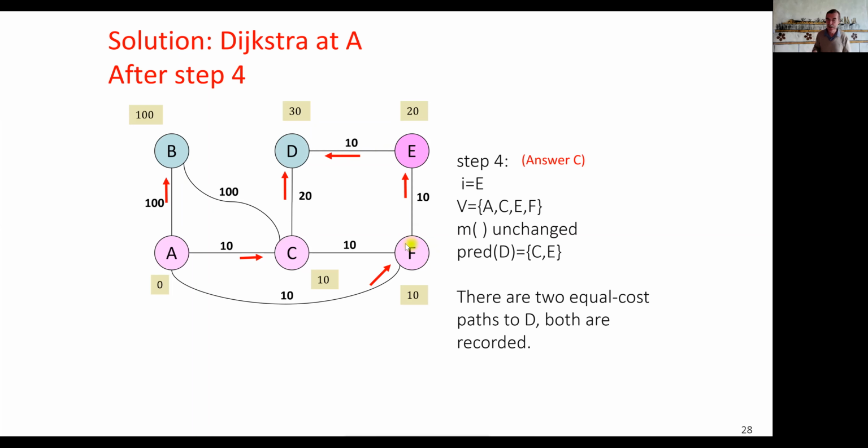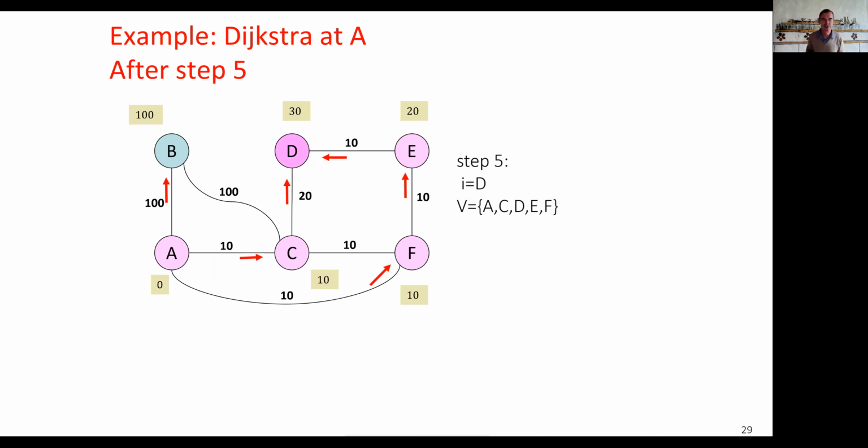And now there is an interesting case. Node E is at a distance of 20, and node D, that was already at a distance of 30, we find also another path which has the same distance. It doesn't improve, but it has the same distance from A to D. Then with this version of Dijkstra, we keep all equal cost paths. So we will put two arrows here. We have found two equal cost paths that go from A to D, one via ACD and one via AFED. So OSPF will keep those two here.